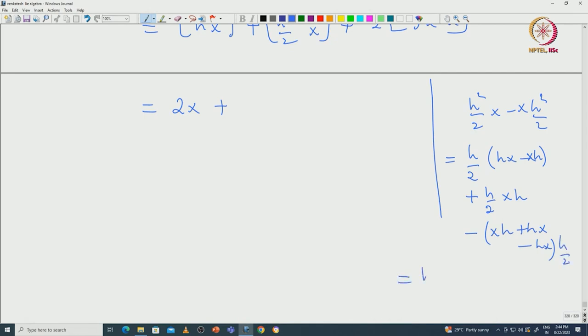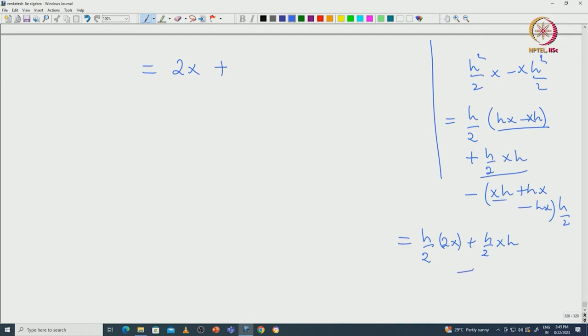So what do you get? You get h by 2. So this is going to be bracket hx. So that is 2x, and this is going to be as it is, plus h by 2 hx minus this, and this you can add up. So this is going to be plus hx. So 2x h by 2, and then this is minus hx, so hx h by 2, okay. So now you can see that some cancellations are happening.